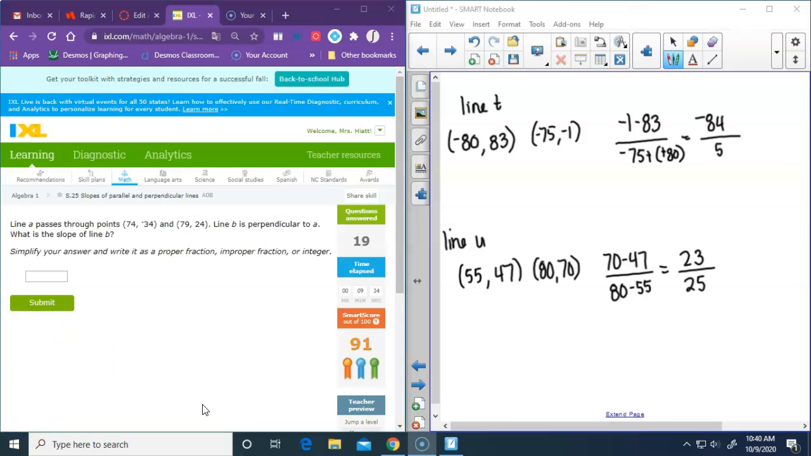And so I think that covers basically the types of problems you'll see on the IXL today. If you have any questions, let me know.